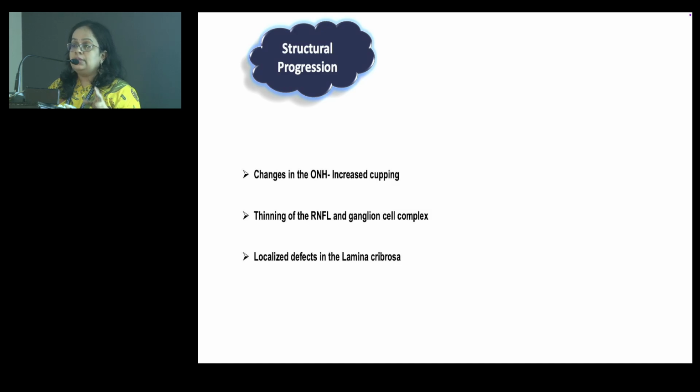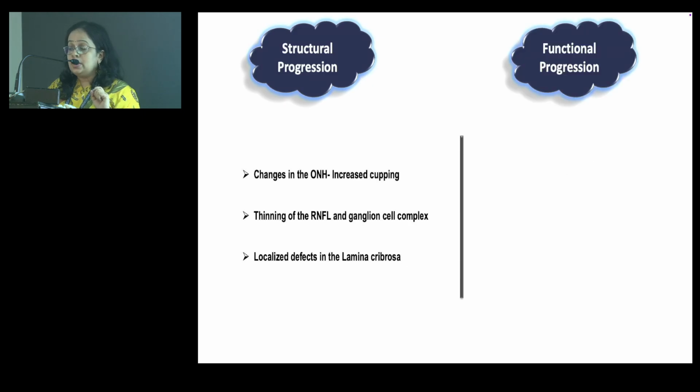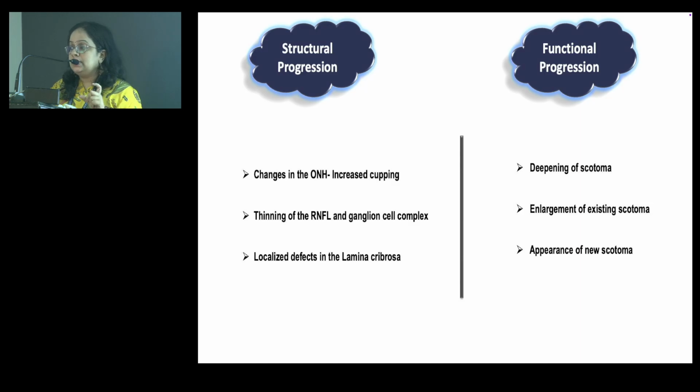So there are two things. One is structural progression, which is monitored as changes in the optic nerve head, like increase in cupping, thinning of the retinal nerve fiber layer and the ganglion cell complex, and there can be localized defects in the lamina cribrosa. And functional progression, which is measured by deepening of the existing scotoma, enlargement of the existing scotoma, or appearance of a new scotoma. These are the factors that tell you about functional progression.